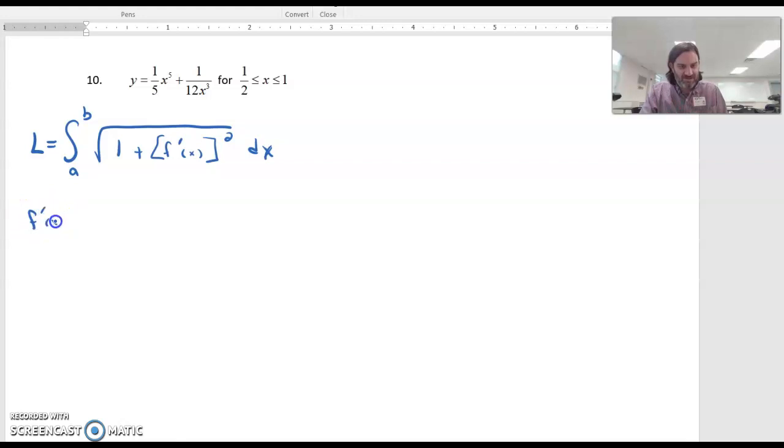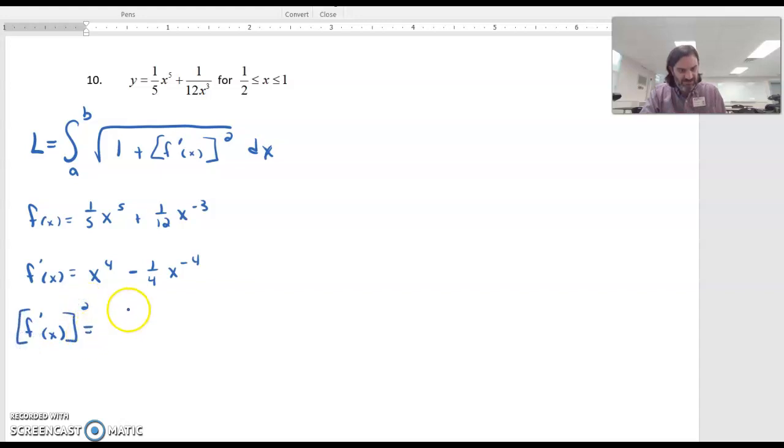So f prime will be, first of all, let's rewrite f so it's not as hard to work with, because we've got that x in the denominator. So the f function is 1/5 x to the 5th plus 1/12 x to the negative 3. Now let's take the derivative. So the derivative will be x to the 4th minus 1/4 x to the negative 4. And now we've got to square that.